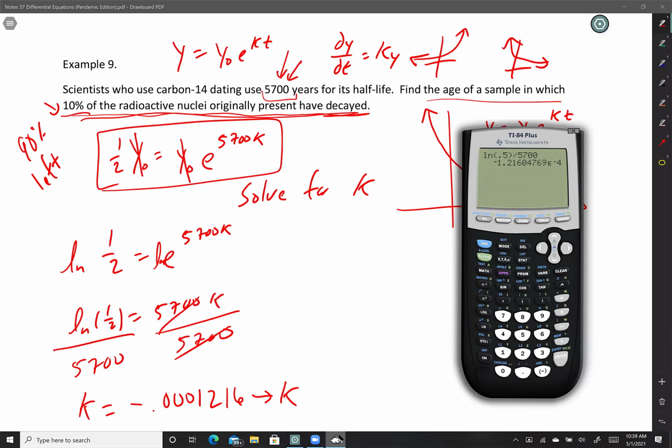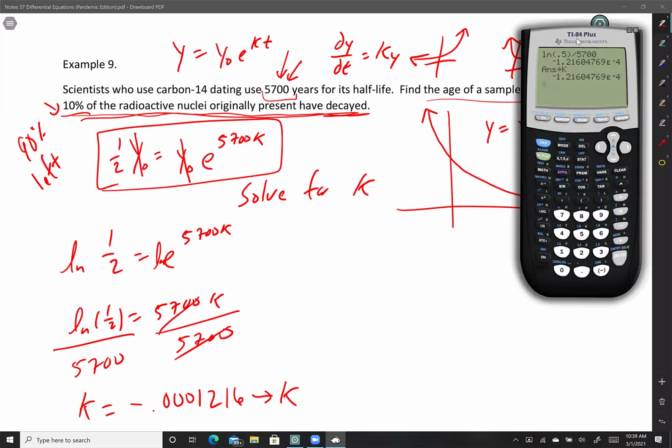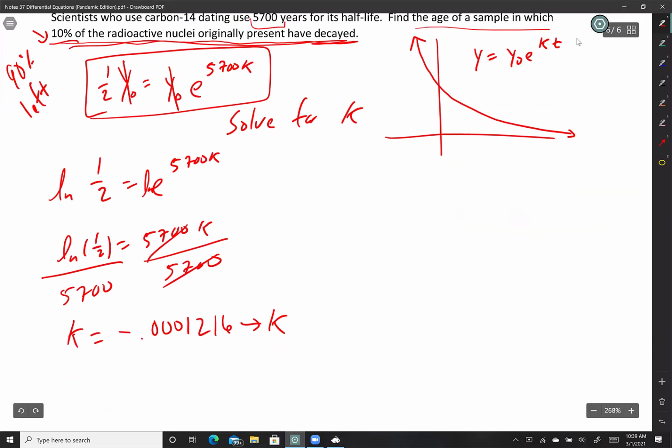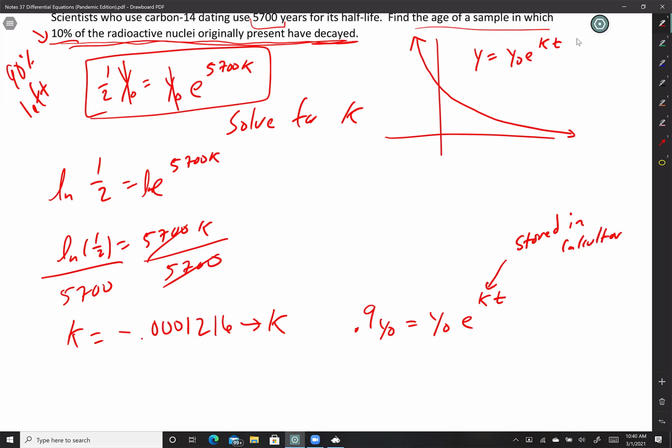So take my calculator back. How do I store it? I push the store button and push alpha k. There it is. It's stored in my calculator. I'm pretty much done, guys. All you've got to do now is this. I want to have 90%. So here we go. 0.9 of y naught equals y naught e to the kt. And this k value is stored in the calculator. Remember, we got a negative value, which is not a surprise because it was decaying.